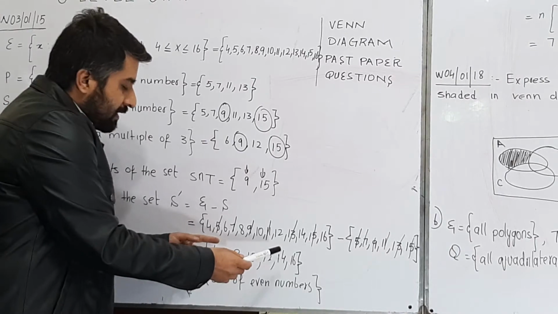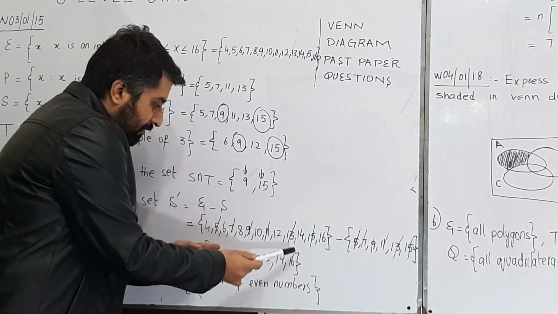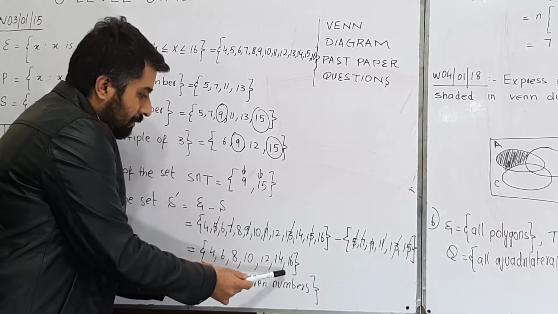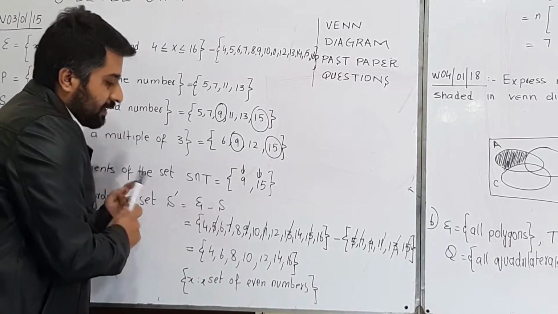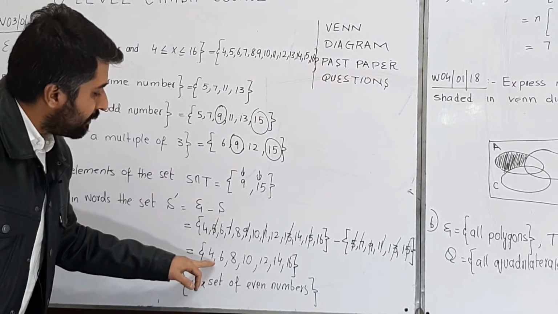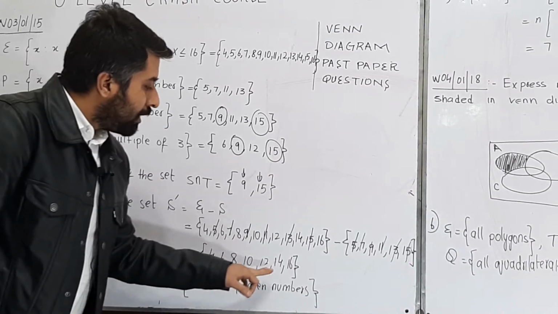Now the elements which are left behind in universal set after cancellation will be the elements that belong to S complement. Now if you observe these elements, they are even numbers from 4 to 16.